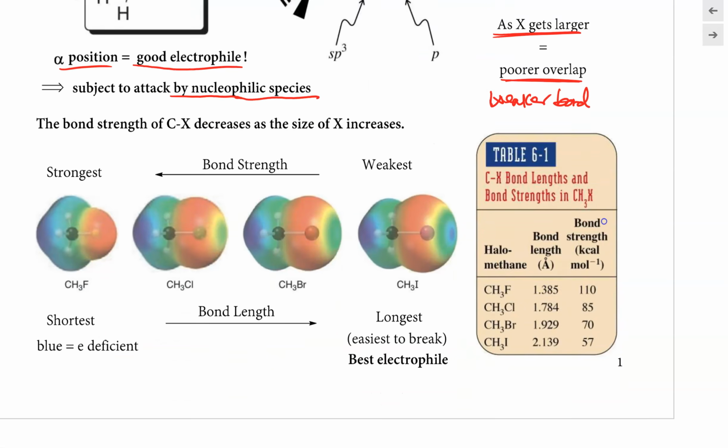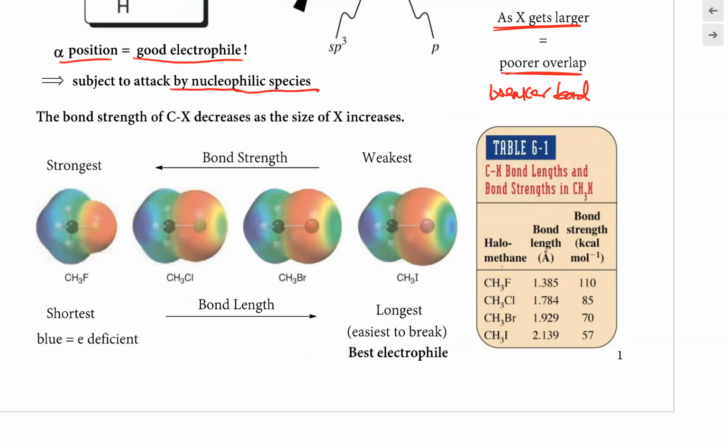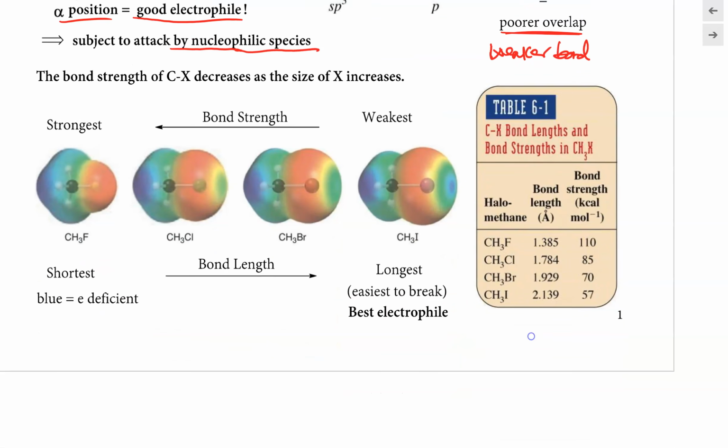And for an example, down here are some data that show us the bond strength between the carbon and the halogen bond. As you can see, iodine is the biggest one, and we can see it has the highest bond length and the weakest bond strength. So this is a very important physical property that we need to keep in mind in order to understand the reactivity of the different haloalkanes.